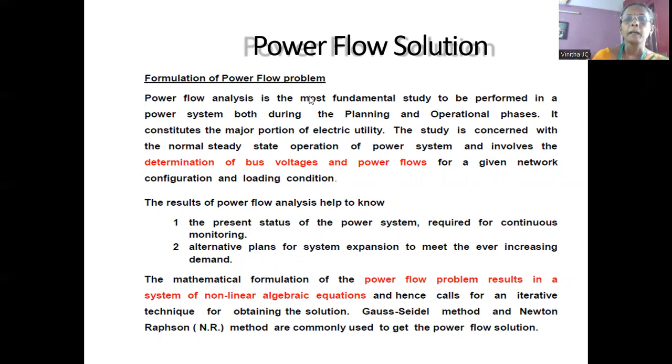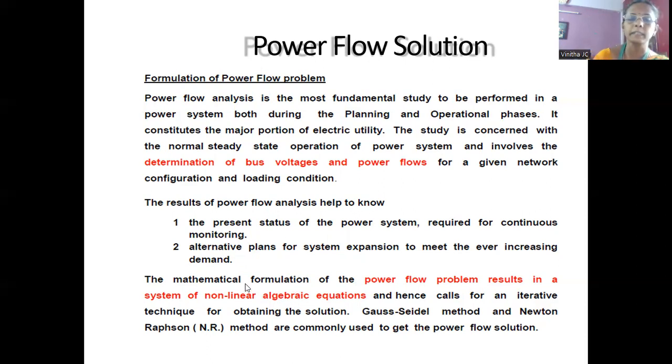After solving the power flow equations, we can determine the bus voltages as well as the power flow in the given network. The present status of the power system required for continuous monitoring will be analyzed, along with alternative plans for system expansion to meet the ever-increasing demand. So for future expansion and continuous monitoring, power flow analysis is essential.